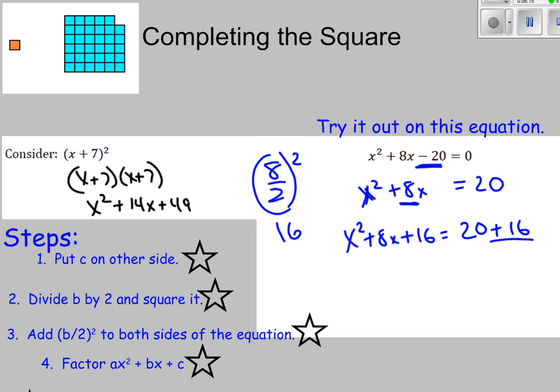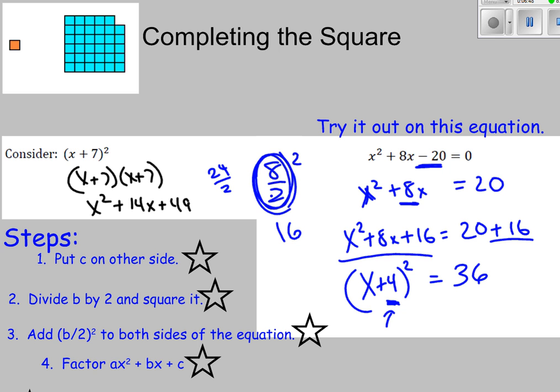Now, why do I do this? I do this because I divide this by 2 and square it. I do that because this is now easy to factor. This is nothing more than x plus 4 squared. That's not a coincidence. Whatever this number is when you divide it by 2, that's that number that goes right here. So this was 8 divided by 2, that's 4. That's what goes here. This was 24 divided by 2. This number here would be 12. All right, that's not a coincidence. That's kind of a cool thing to notice. And that's going to equal 36.